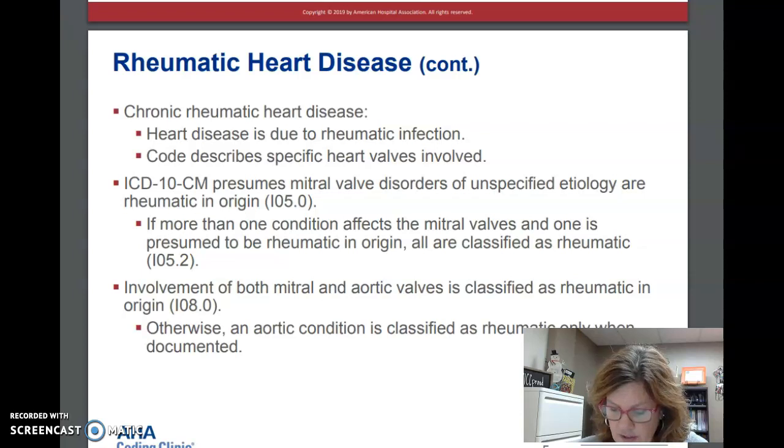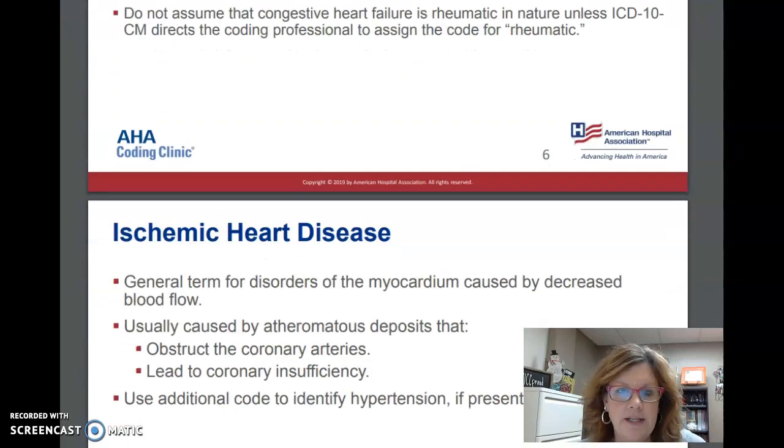Number five is going to be congenital. Number six, again, we're combining both valves, rheumatic. And the same thing with number seven. Okay, let's move on here then.